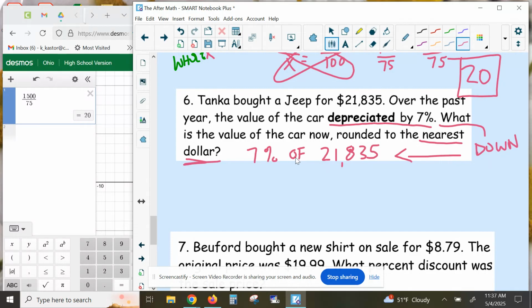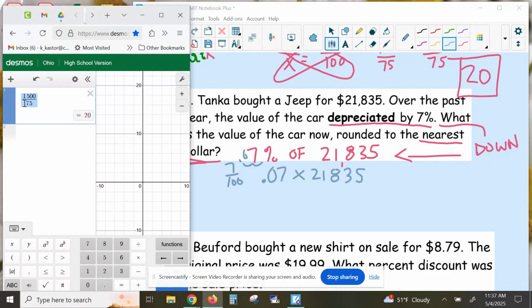Now we know of is just straight up multiply. So this 7% is 7 out of 100, right? And that is going to be, move the decimal 2 places backwards. That's going to be a 0.07. So we need 0.07 times 21,835. So let's put that in our calculator. 0.07. Remember, if we had just 0.7, that would mean 70%. And that's not right. Times 21835.